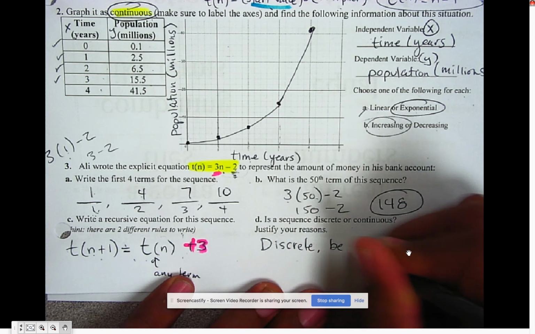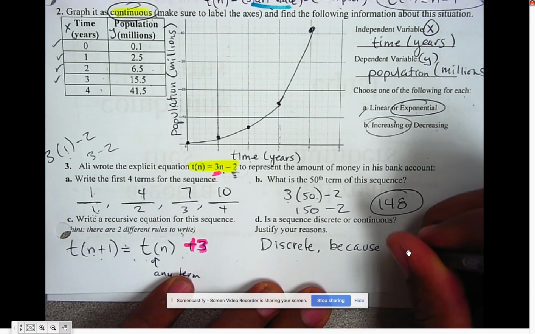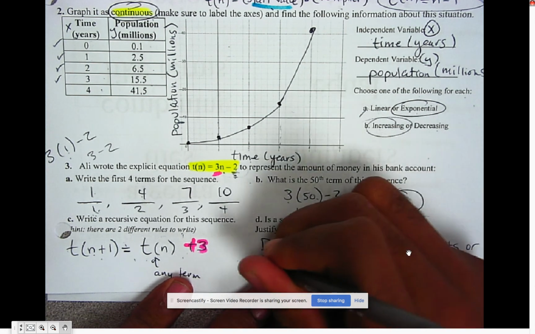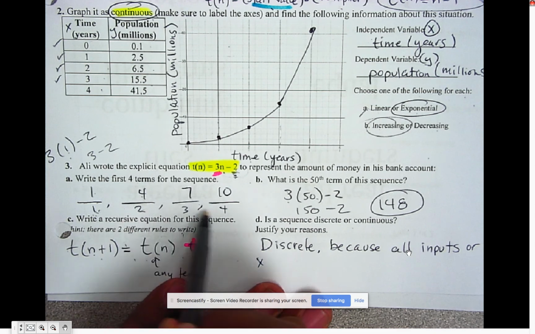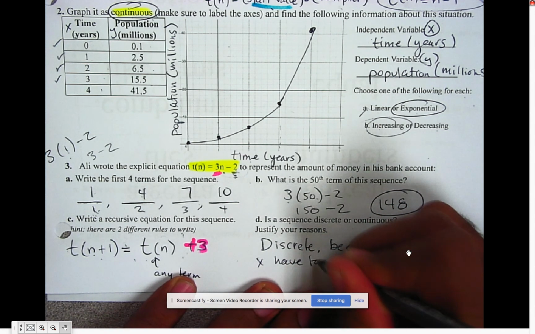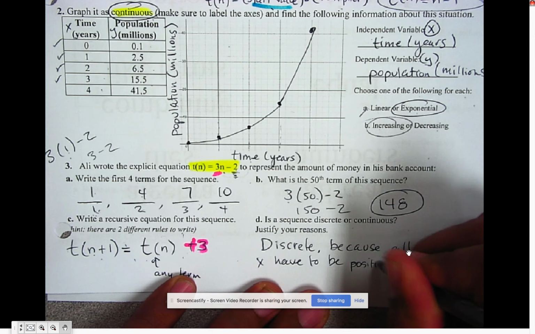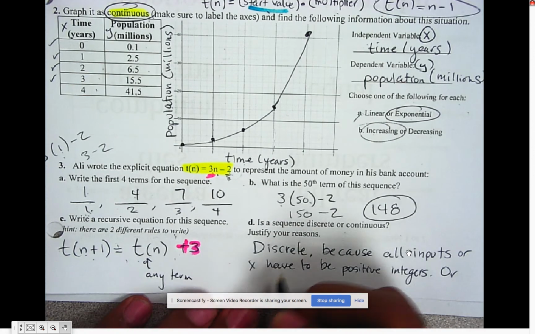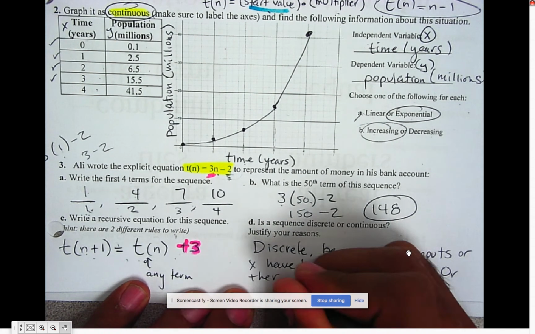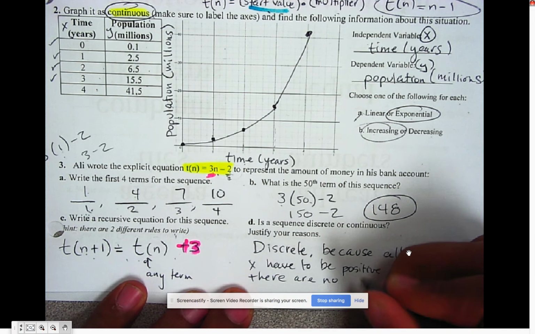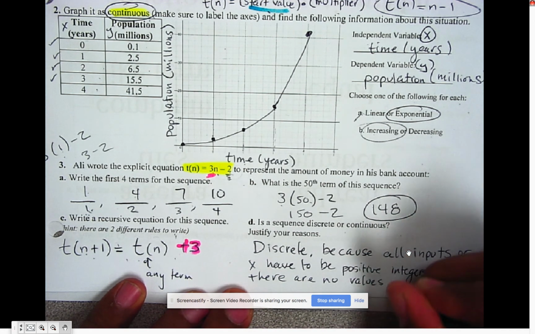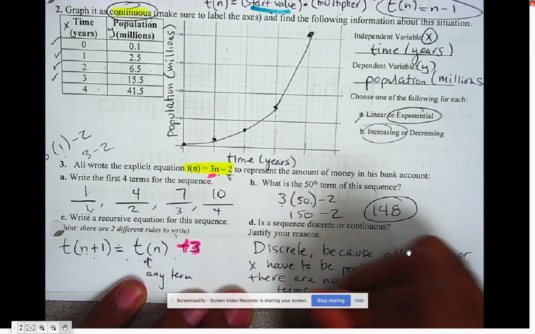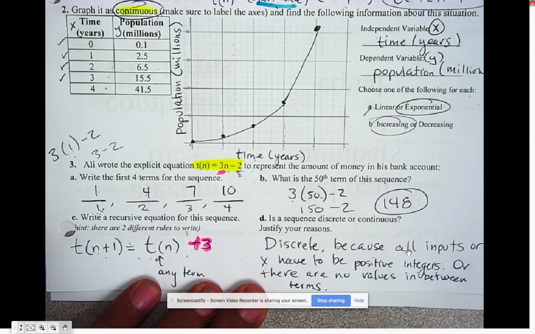And you could simply say because all inputs, or x, talking about the 1, 2, and 3, and 4, have to be positive integers. Or you could say that there are no values in between terms. It'll be continuous if we include everything, but in this case we don't. Okay? That's page 1.